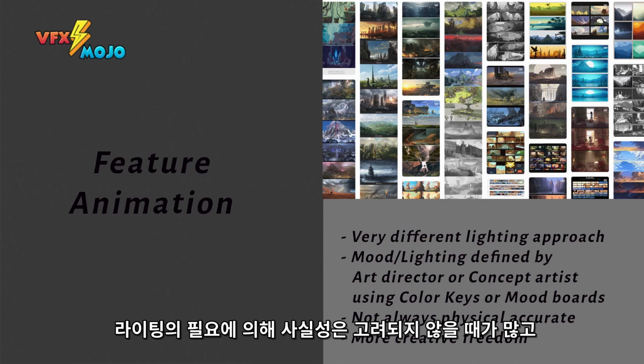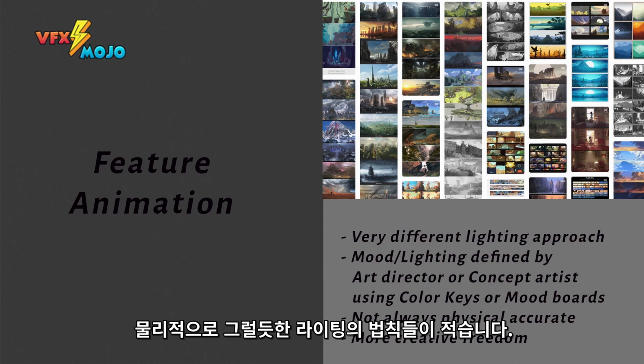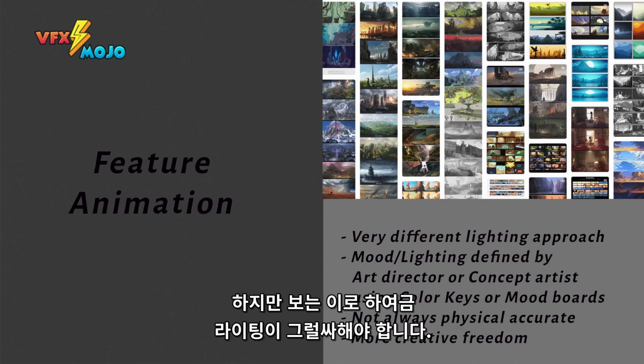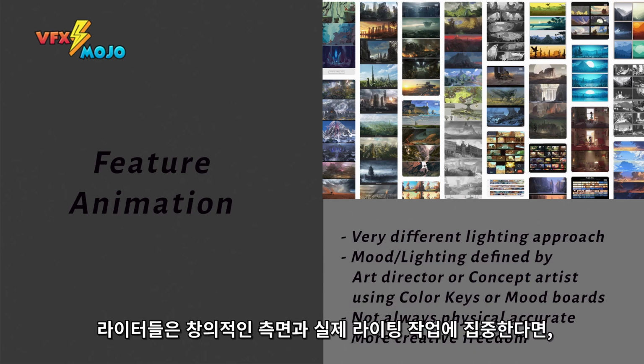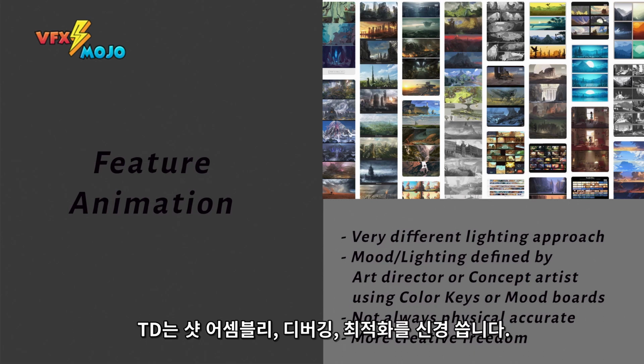Reality often gets bent to achieve the lighting necessary, and there are also less rules in terms of following physical, plausible lighting. But usually lighting still has to be believable for the viewer. In feature animation, there is also often a difference between shot TDs and lighters. Lighters concentrate on the creative aspects and actual lighting work, whereas the shot TDs take care of the shot assembly and debugging and optimizations.